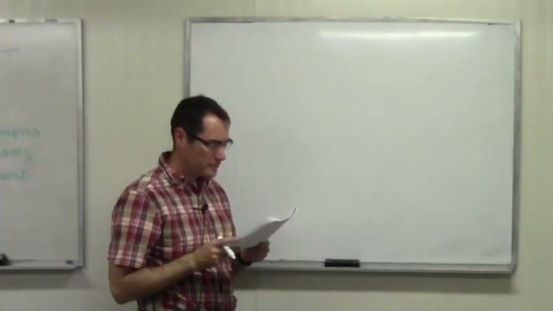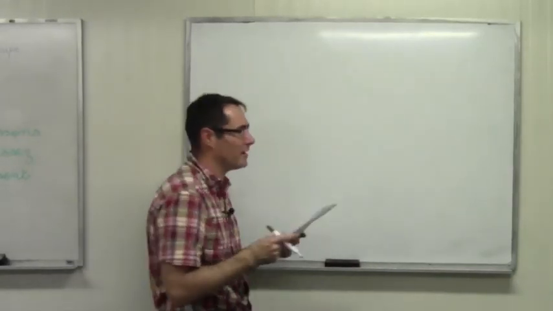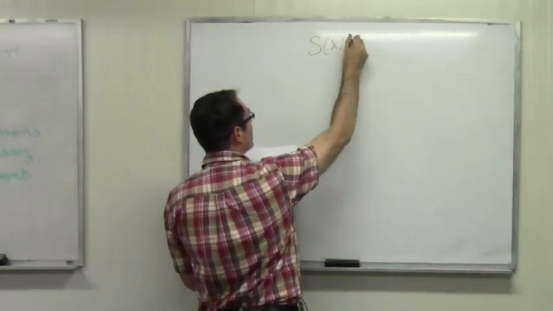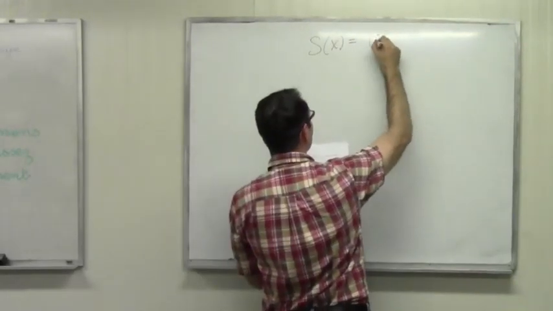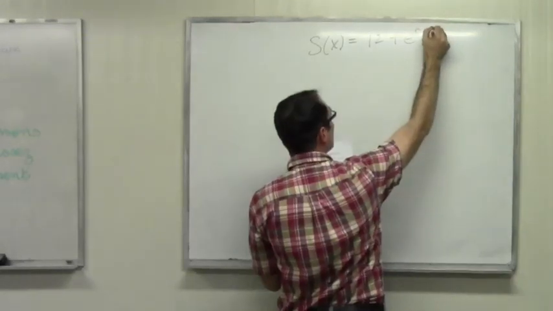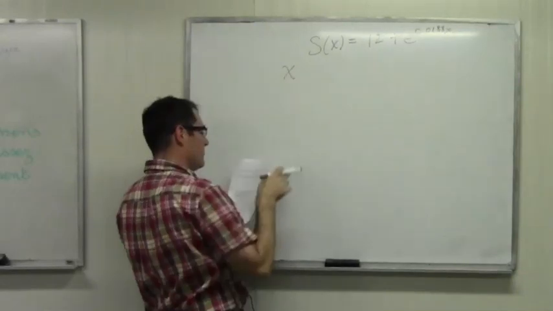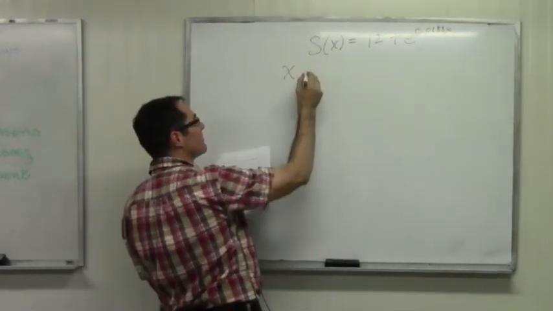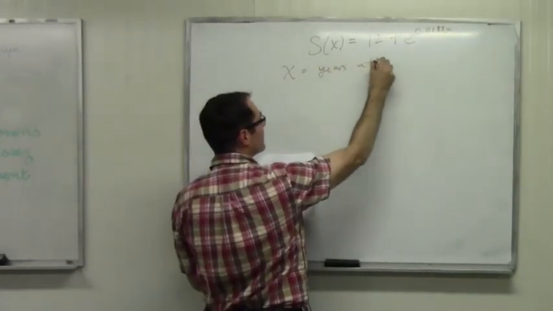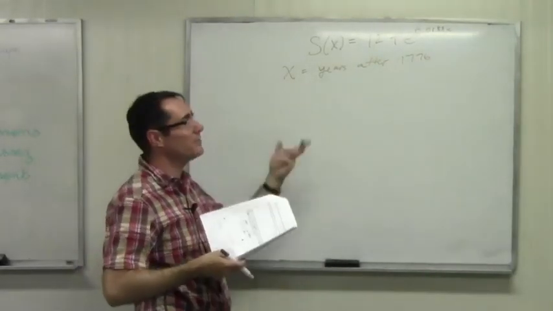OK, number 13. Stupidity among congressmen and congresswomen can be modeled by the following function, which I made up. S of x equals 12 plus e raised to the 0.0188x, where x is the number of years after 1776. Years after 1776. You get it? It should probably be 1789.